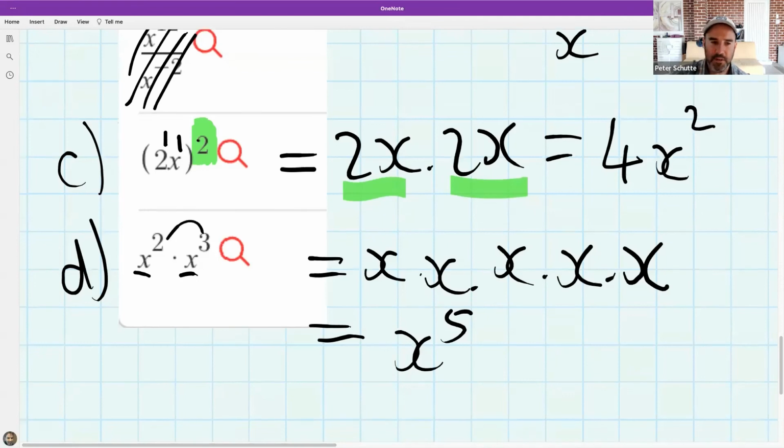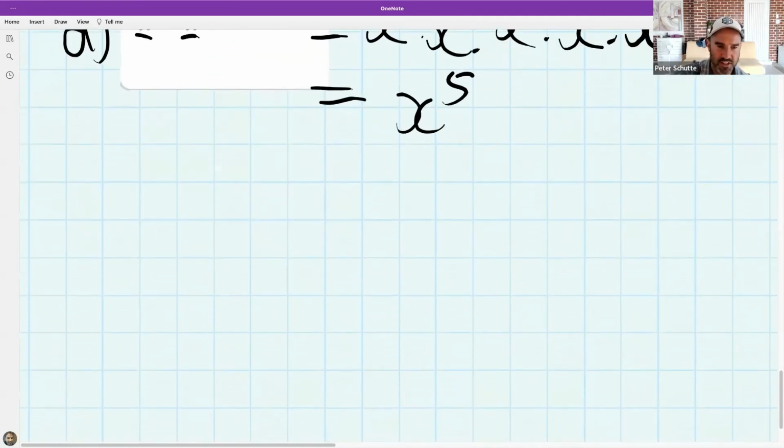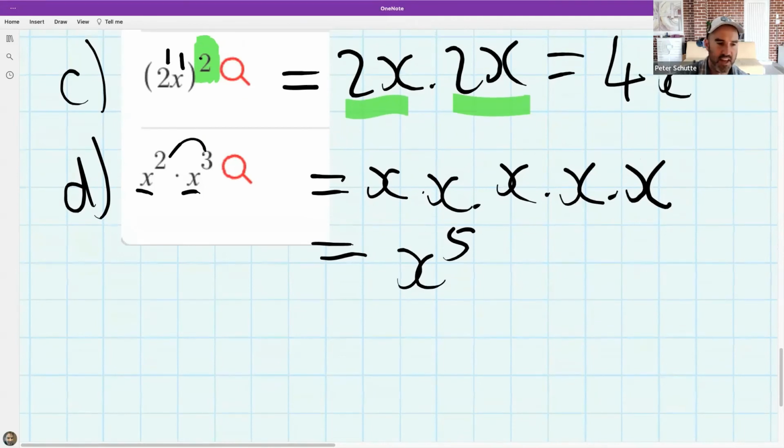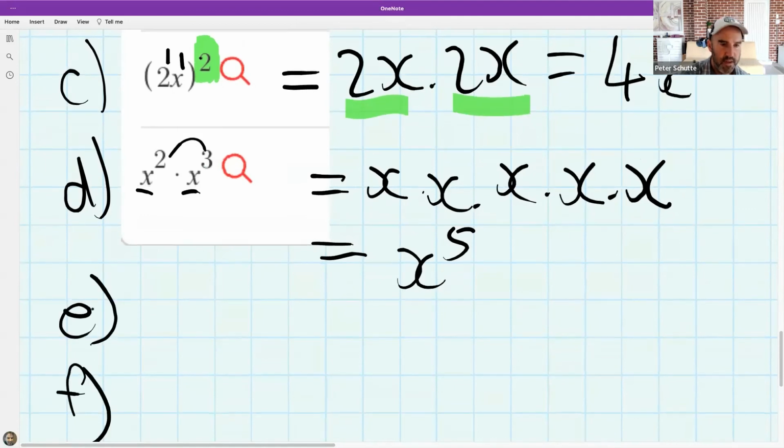So I'm going to make up some of my own questions now to test your understanding of this. I feel like I need to take the same idea, and so I'm going to make an E and an F. I want you to simplify a to the 3 times a to the 4.